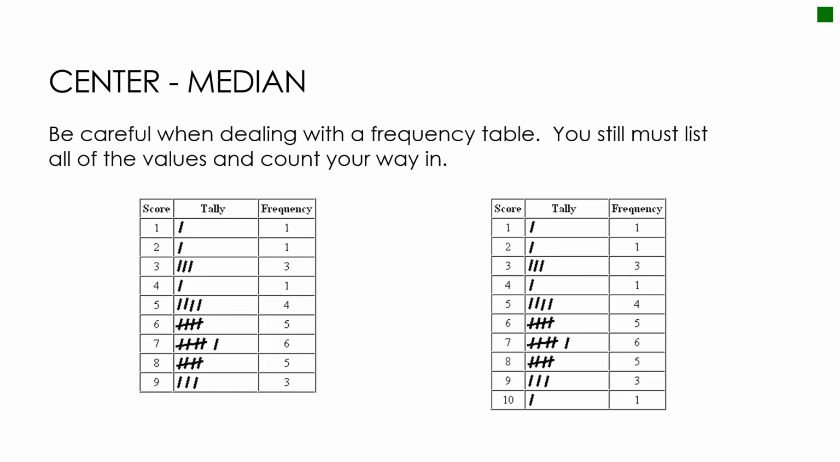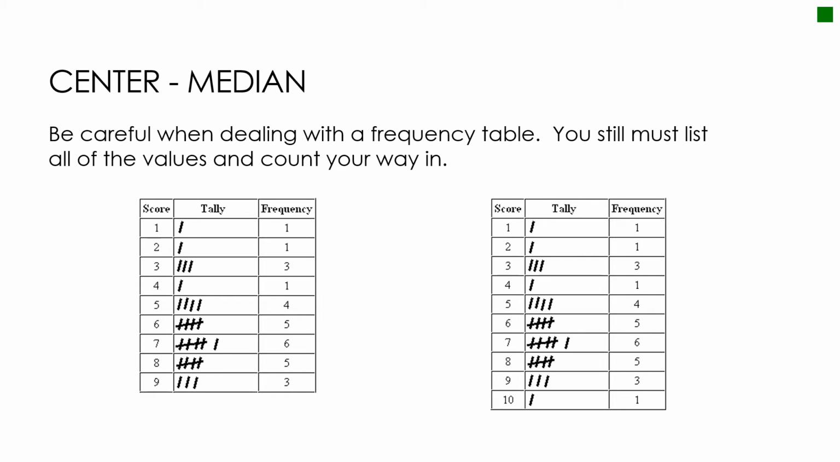If I'm trying to find the center or median, dealing with a frequency table, you have to be very, very careful. You still must list all of the values and count your way in. In this case, I might just let StatCrunch do the work for me, and in a couple of videos from now I will show you how to let StatCrunch do this.